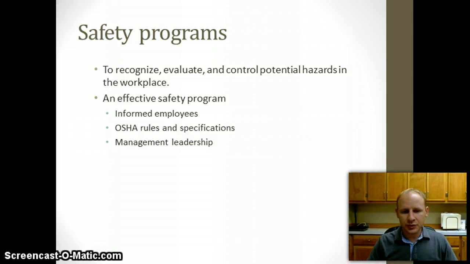As part of OSHA requirements as well, you're required to have a safety program in place, and the purpose of that program is to recognize, evaluate, and control potential hazards in the workplace. Part of having an effective safety program is, first of all, having the OSHA rules and specifications in place, but even more importantly, that you've informed your employees. It's one thing just to have a nice three-ring binder with all the requirements and all the things you're going to do, but if that never gets communicated to the employees, then it's not really going to be in place, and you can get yourself in trouble.